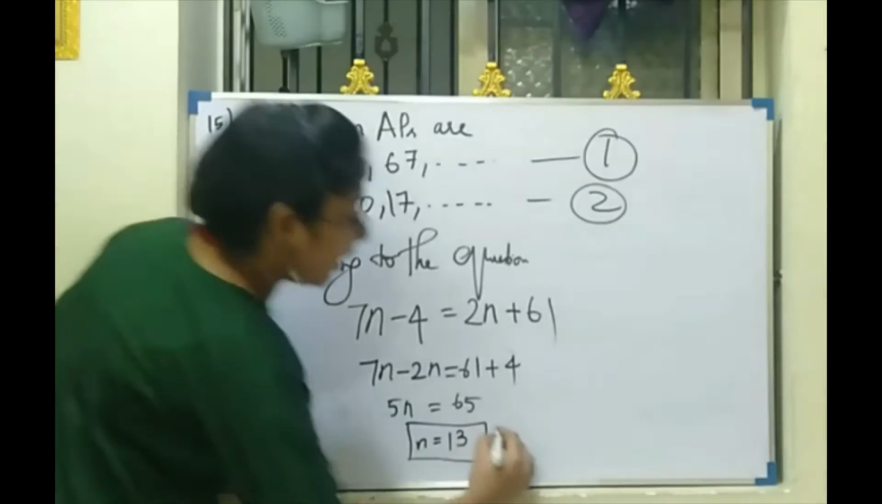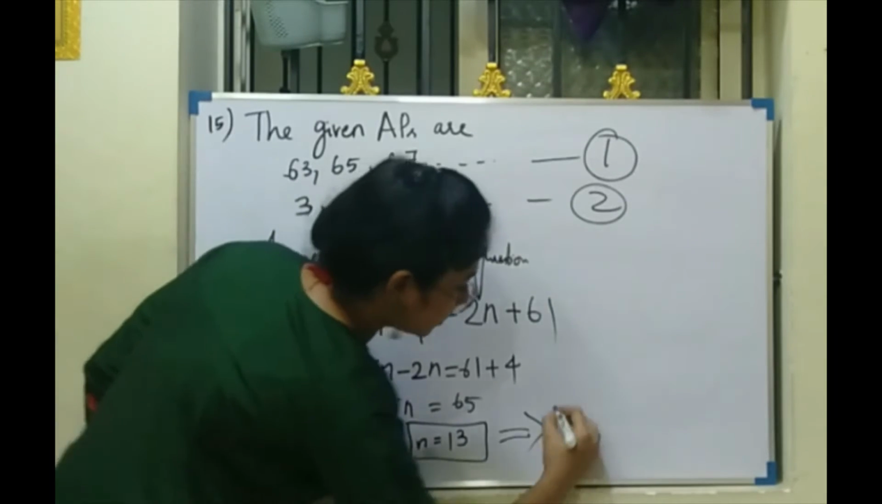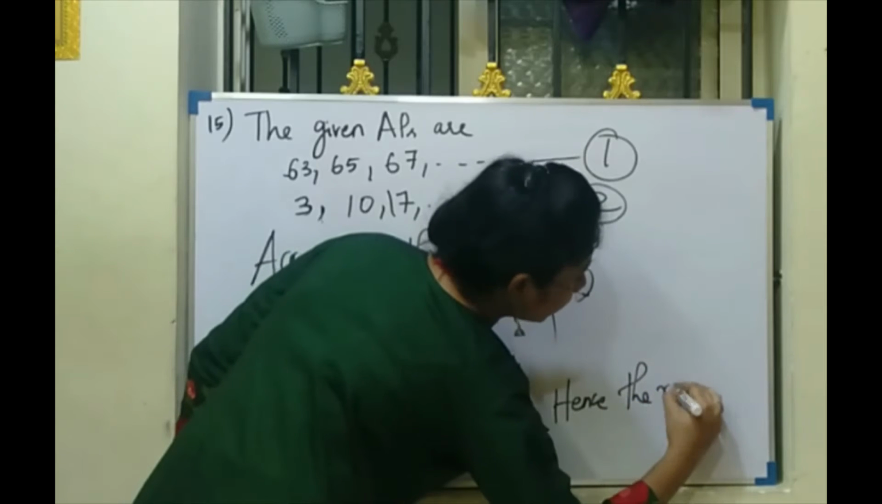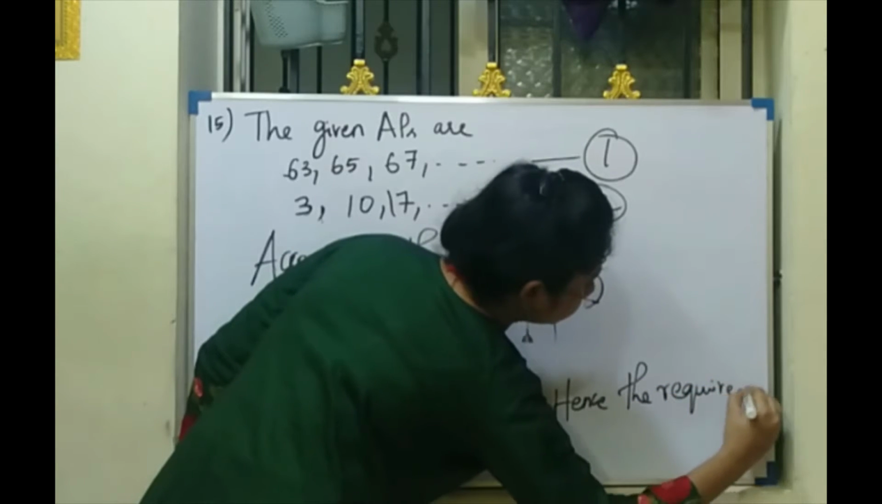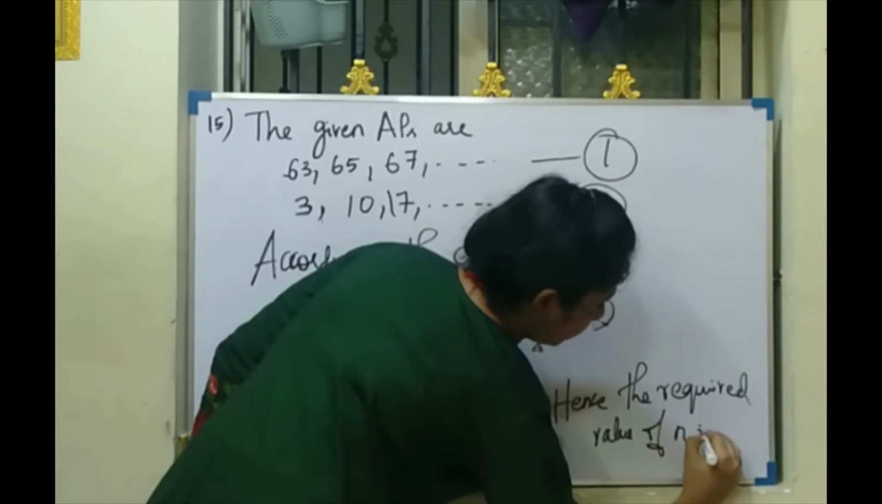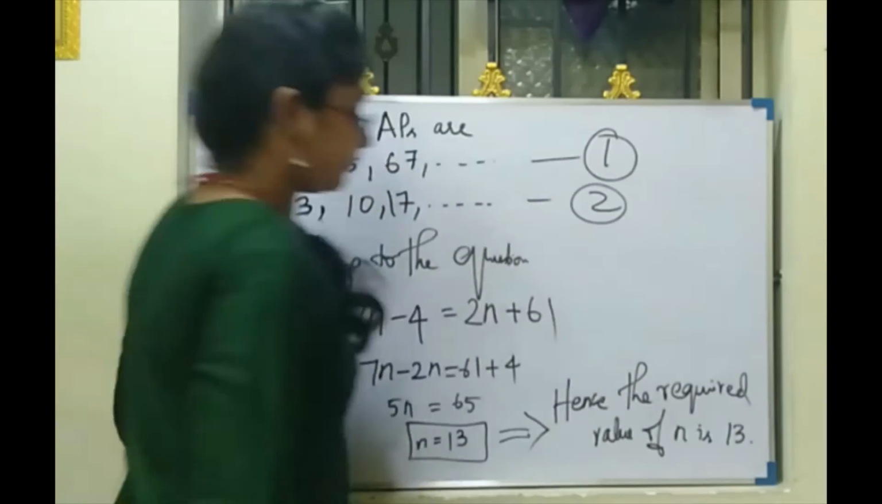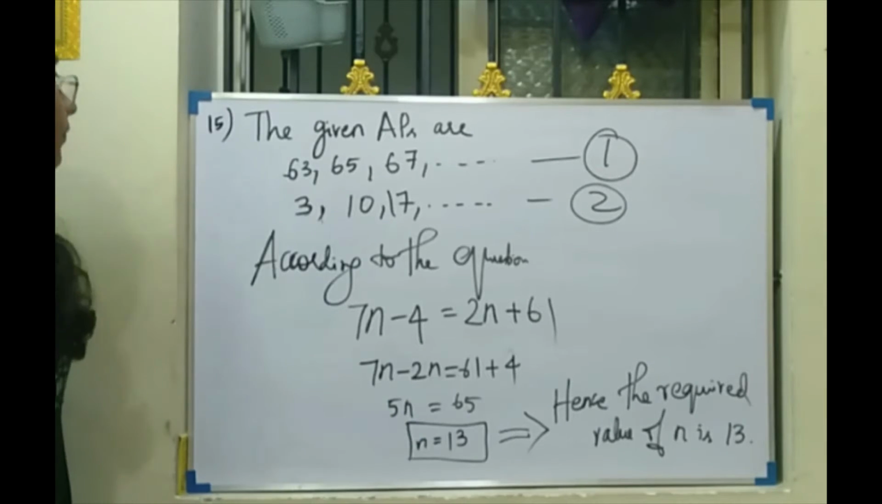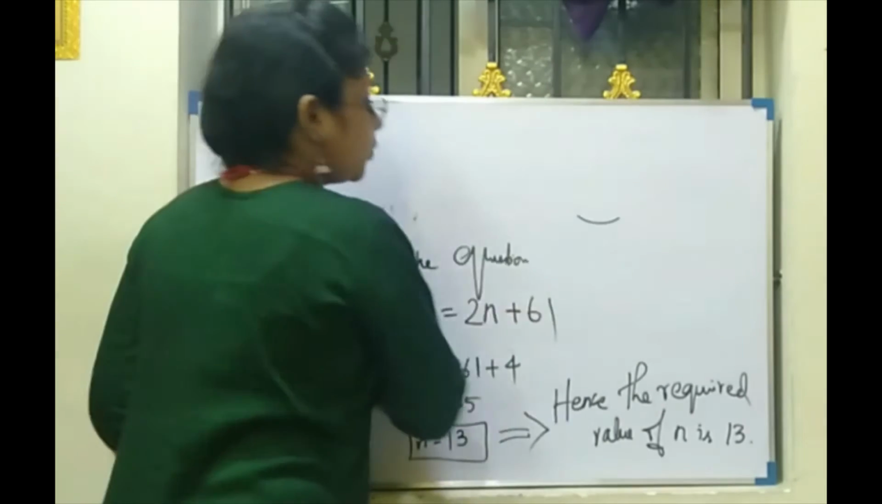We have to conclude this like: hence the required value of n is 13. This is how we have to conclude this sum. Now let's move on to the next sum.